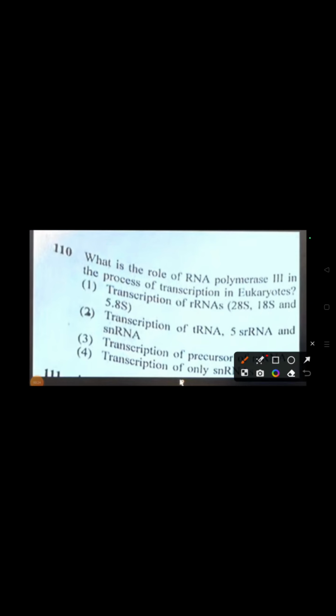What is the role of RNA polymerase III in the process of transcription in eukaryotes? There was a trick for this: RMT 1, 2 and 3. So RNA polymerase third is for tRNA. So correct option second.